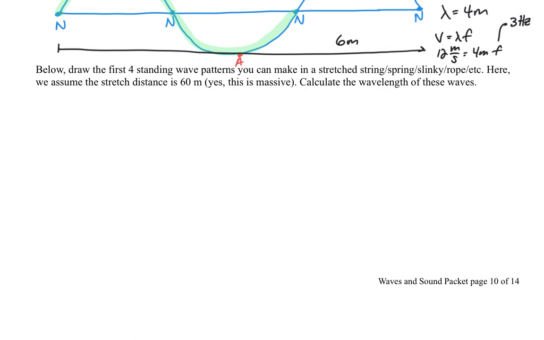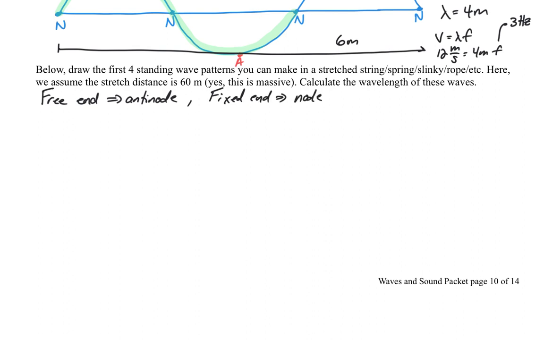First rule is that anytime there's a free end, we know there must be an antinode at that free end. The second rule is that if we have a fixed end, there must be a node at that end.